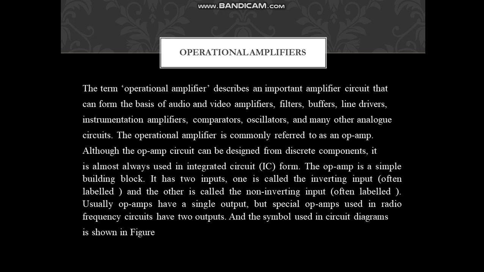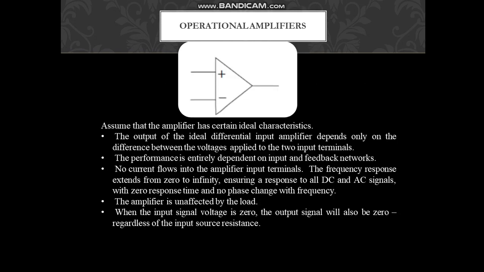Although the operational amplifier circuit can be designed from discrete components, it is almost always used as an integrated circuit. The operational amplifier is a simple building block. It has two inputs. One is called the inverting input and the other is called the non-inverting input. They are usually labeled or specified on the IC. Usually op-amps have a single output, but special op-amps used in radio frequency circuits have two outputs, and the symbol used in the circuit diagram is shown.